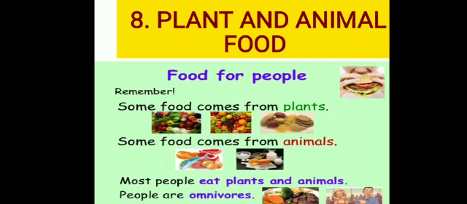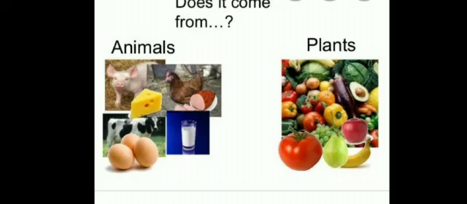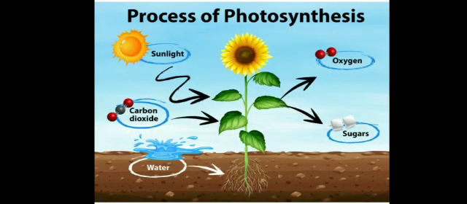Plants make their food with the help of a process called photosynthesis. Plants prepare their own food by this process of photosynthesis. They prepare their own food, that's why they are known as producers. And the word photosynthesis is built with two words. Photo means light and synthesis means putting together.